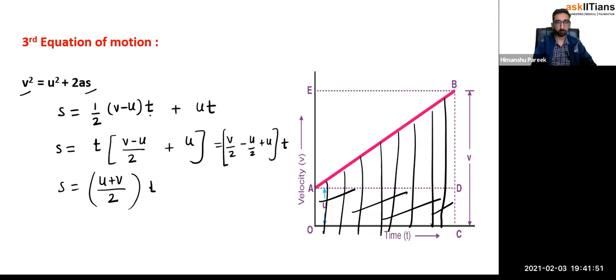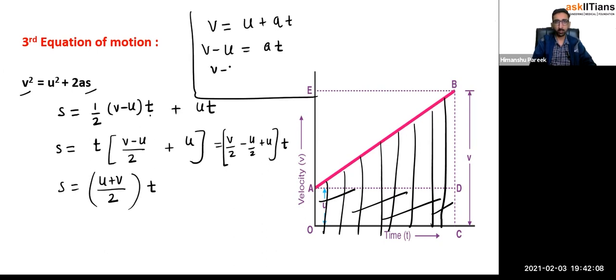Now you recall equation number 1, which says v is equal to u plus at. I can write this as v minus u is equal to at. So I can also say that v minus u over a is equal to t. Just divide both sides by a. Now this value of t I am going to use here. When I replace it here, what will I be getting? u plus v by 2 multiplied by v minus u by a.